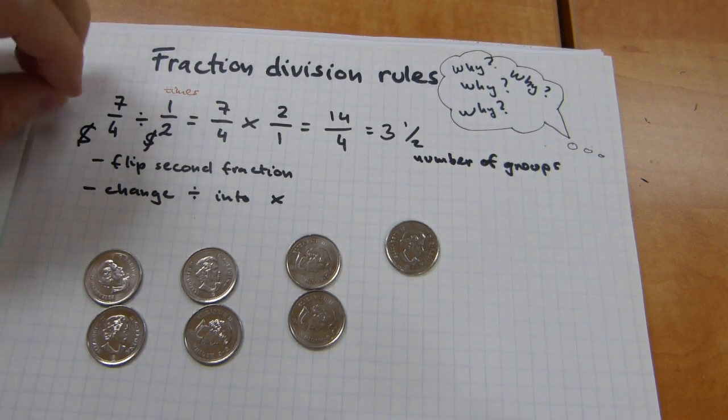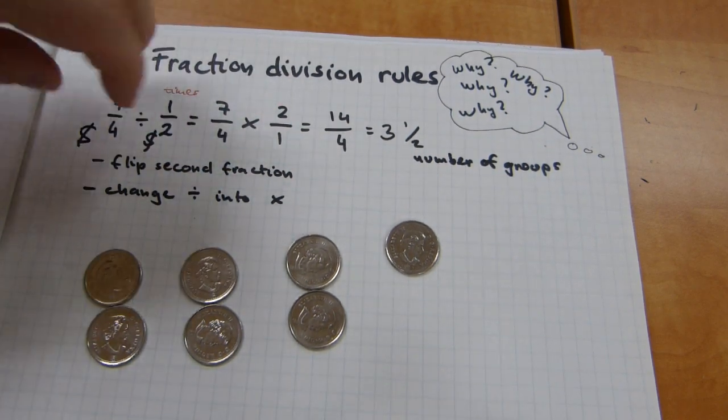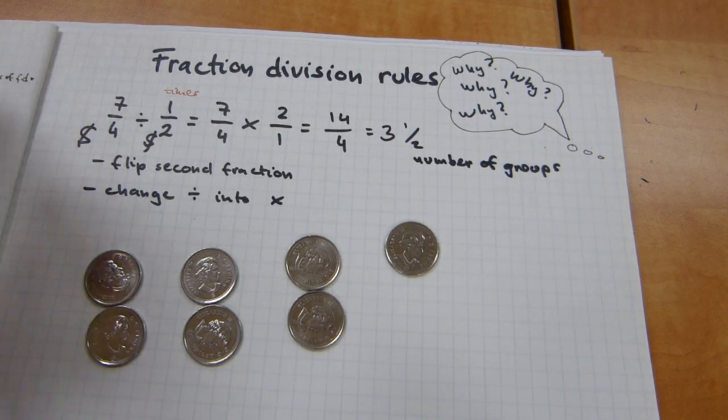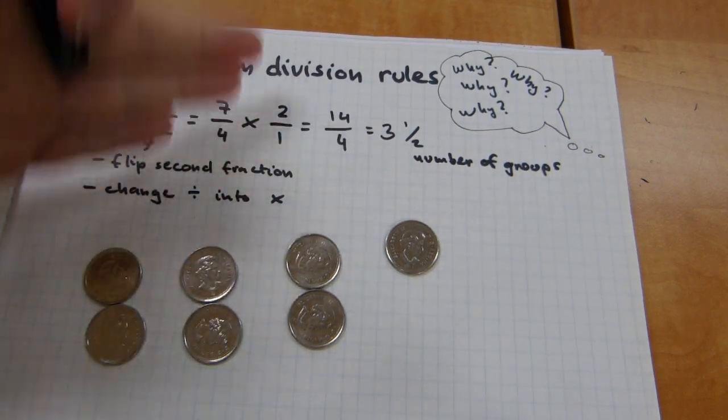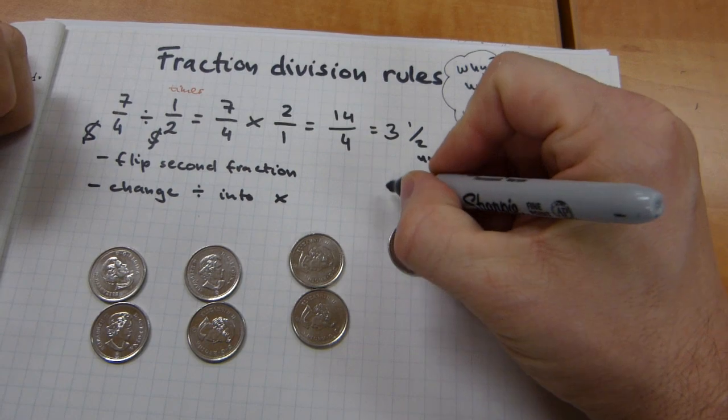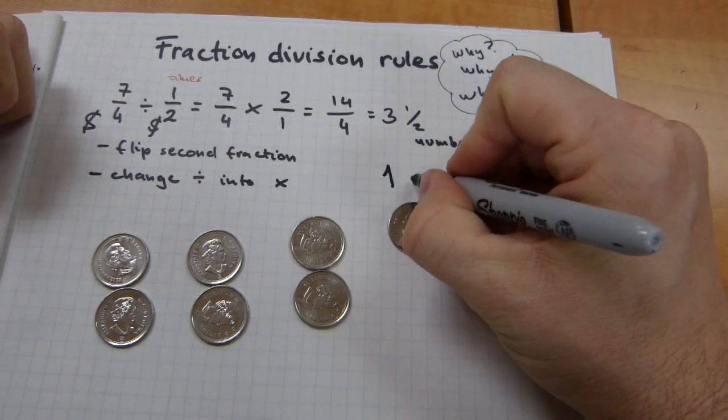So that's the context for, or the meaning behind, the original division problem. So why the rules are written this way is reason number one. I'm going to write it here. Because of reality.